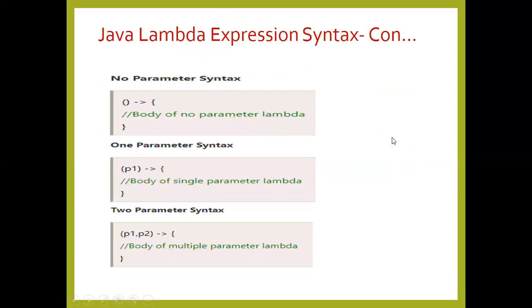The following are the syntaxes of Java lambda expression. The first syntax corresponds to the no parameter lambda expression. The second one is the one parameter lambda expression. And the third one is the lambda expression with multiple parameters.